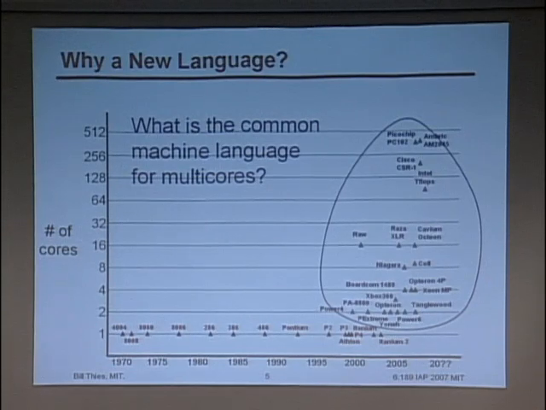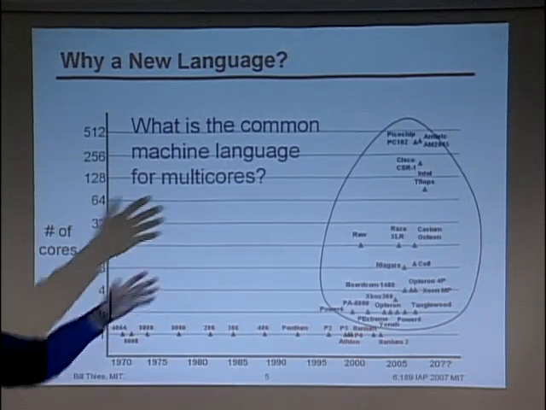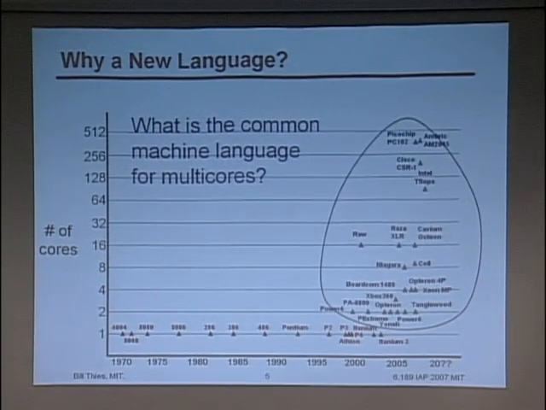So what's the common machine language for multi-cores? We really think you need something where you can write a program once today and have it scale for the next 30 years without having to modify the program. So what kind of language do you need to get that kind of performance?